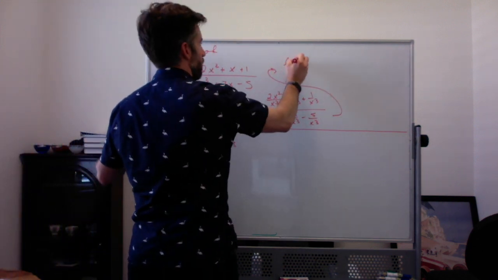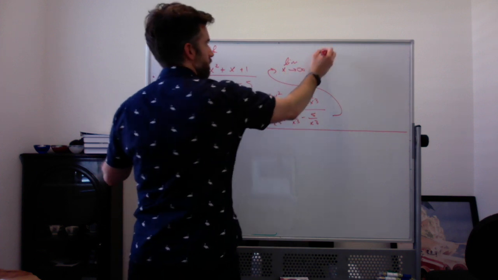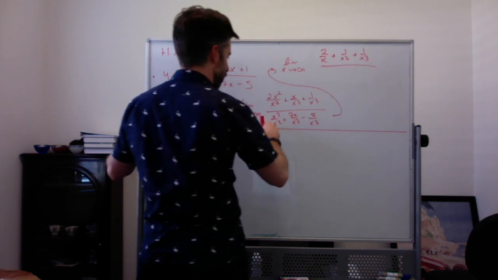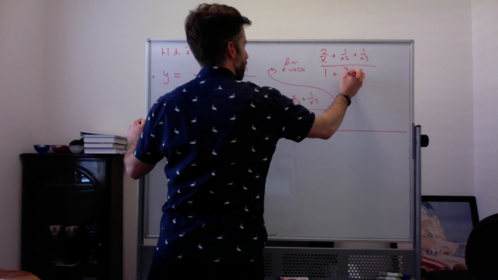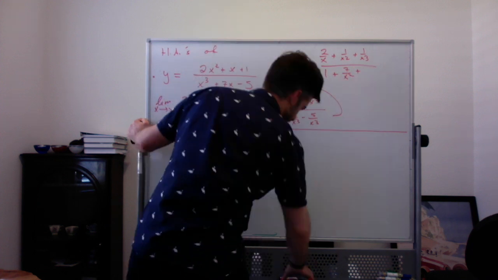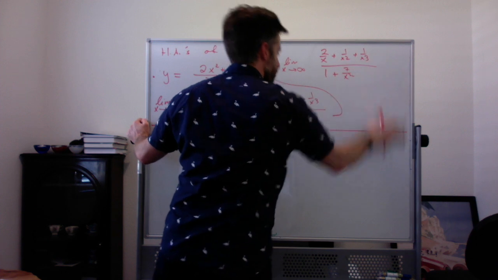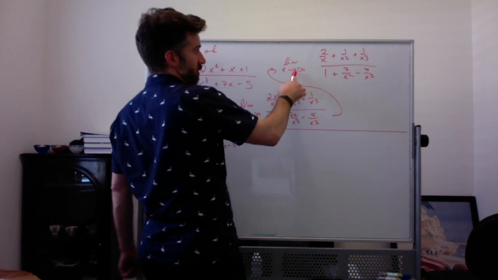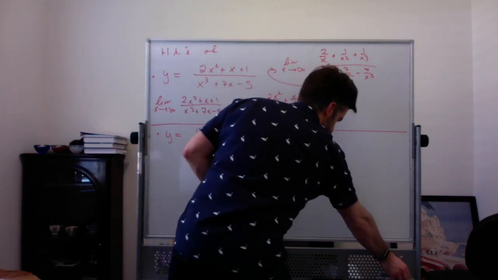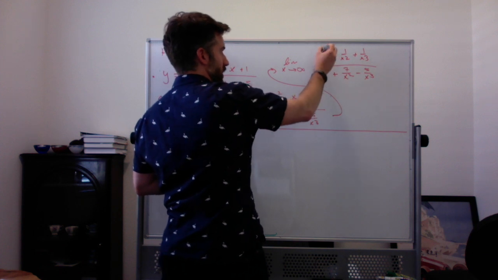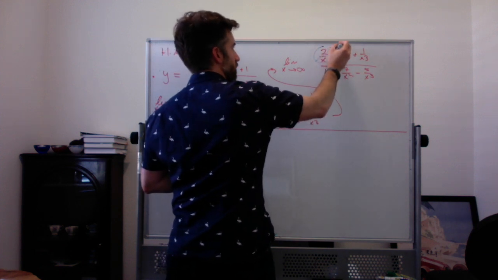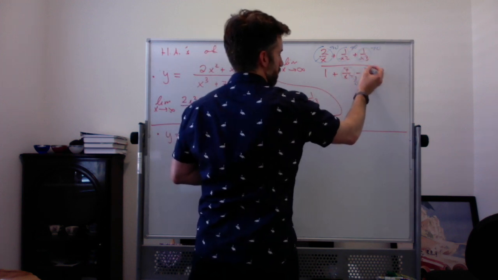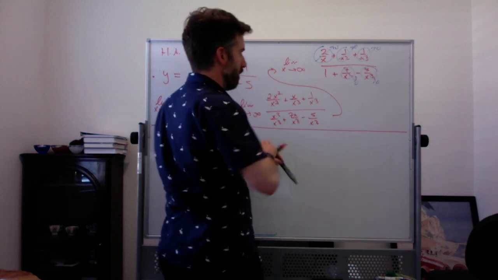And then we simplify. So we get the limit as x goes to infinity of 2 over x plus 1 over x squared plus 1 over x cubed, all over 1 plus 7 over x squared minus 5 over x cubed. And we know that if x is going to infinity or negative infinity, anything that is a constant over x or x squared or x cubed is going to go to 0. So that goes to 0, that goes to 0, that goes to 0, that goes to 0, that goes to 0. So you end up with 0 on top and 1 on the bottom.